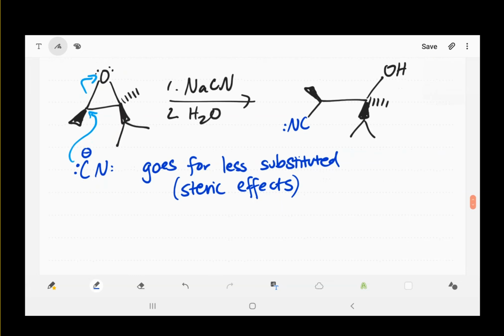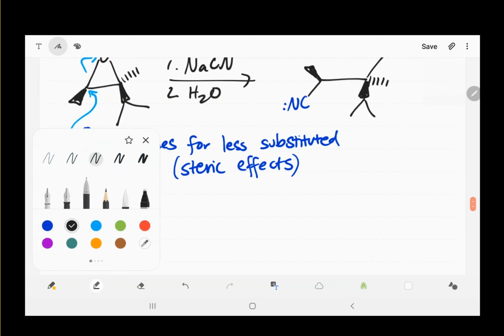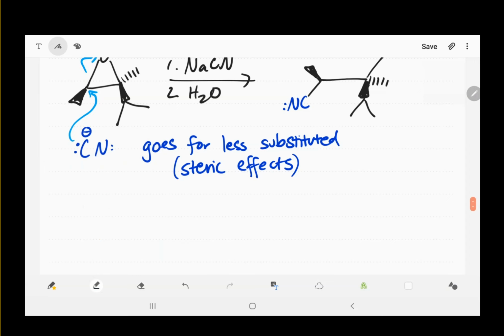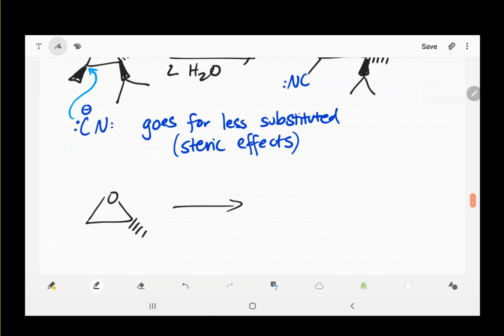All right, let's do it with a different nucleophile. How about we have... And let's just have one methyl group. We're okay there. We don't need to go crazy on this.